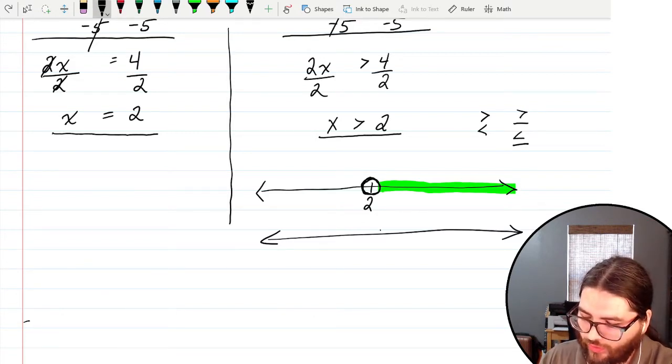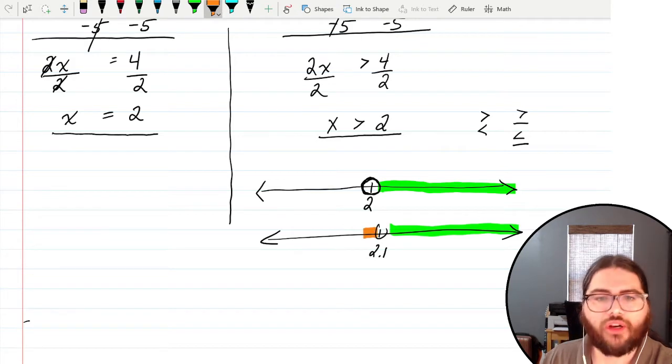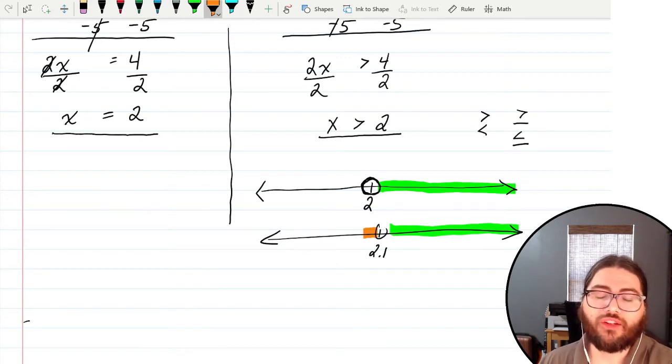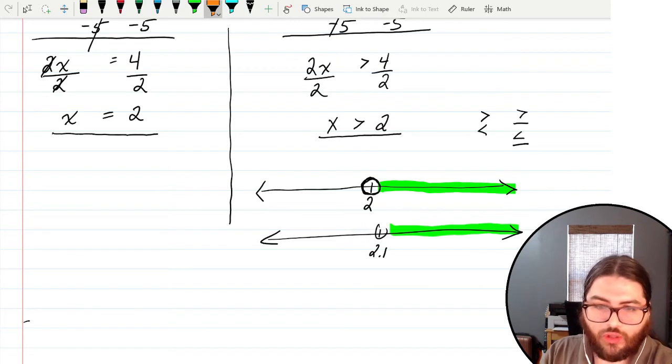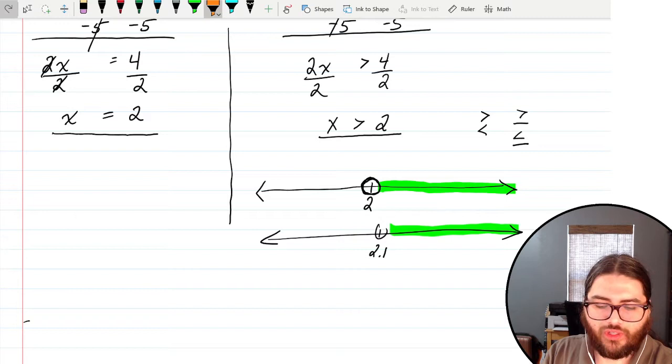I could start at 2.1 and shade, but we'd have the same argument. The argument would be all the numbers between 2 and 2.1 would be left out. We could do 2.01, 2.001, etc. There's no value that is greater than 2 that we could not have that same argument. No matter how close to 2 I went, I would always be able to argue you're leaving something out.